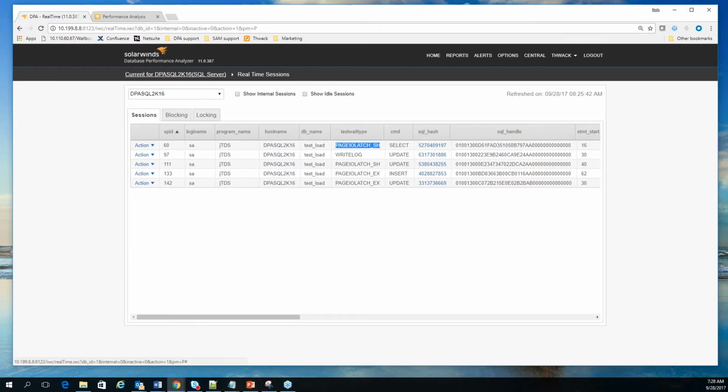By the way, if I refresh this, and either I don't see any active sessions, or I don't see the application that is in question or that someone is calling in about or opened a ticket on, guess what? That application is not waiting on the database for anything. So you are off the hook.